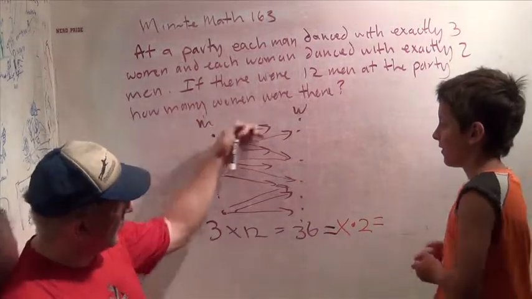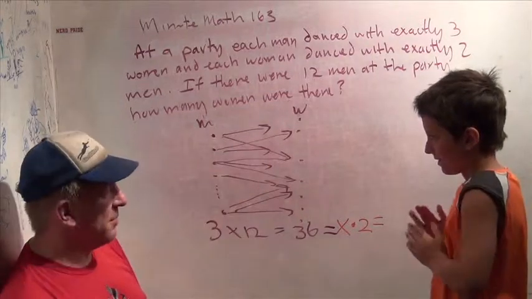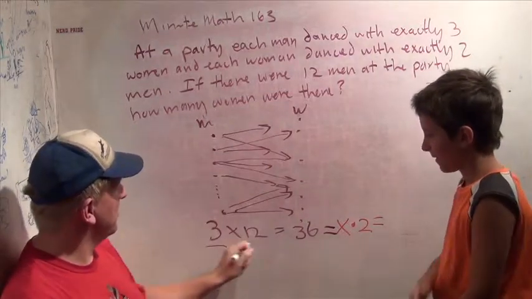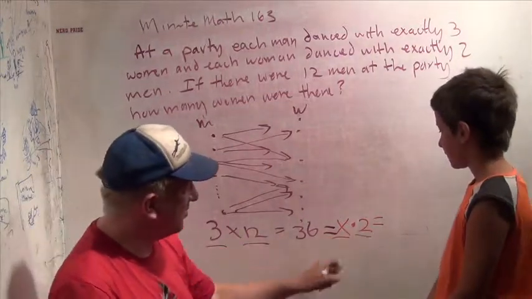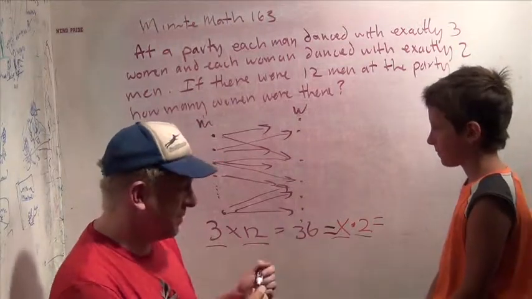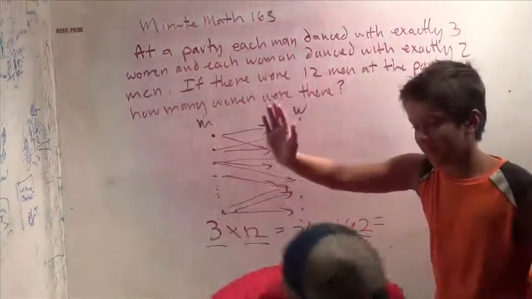Draw the men, draw the arrows, and then figure out how many women there are. 3 times 12 is 36, which is x times 2. And so 36 divided by 2 is 18.